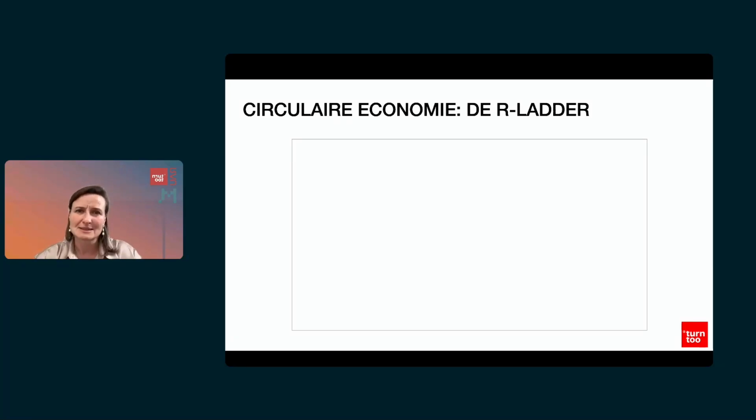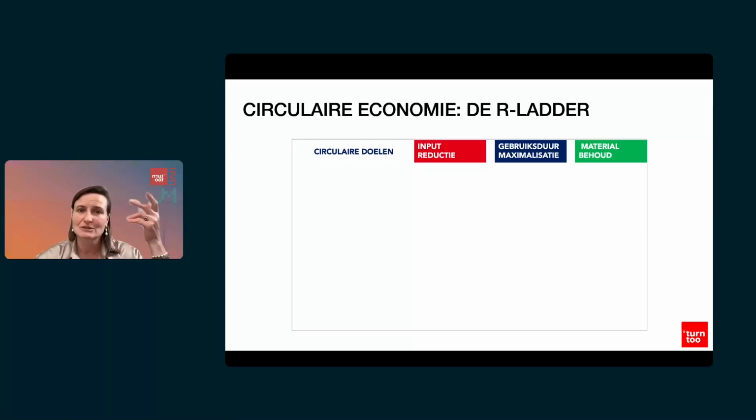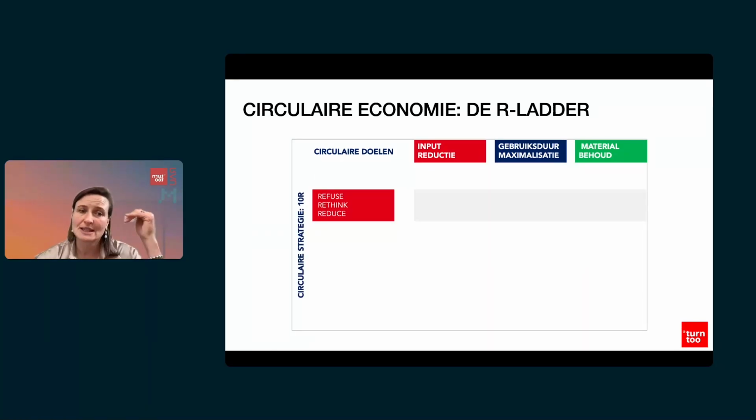And what does that mean? We're talking about the R principles in the circular economy, which is when you have the circular goals, which is impact, the prolonging of the lifespan, and the preservation of materials. So the red is input reduction, blue is lifespan, and green is preservation of material. And then you have different strategies to achieve that, which is, on the one hand, in the very first phase, you can refuse, rethink, and reduce your material input.